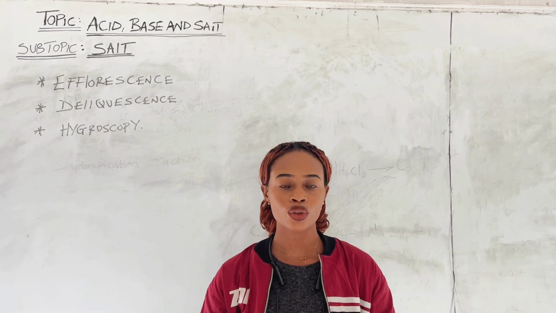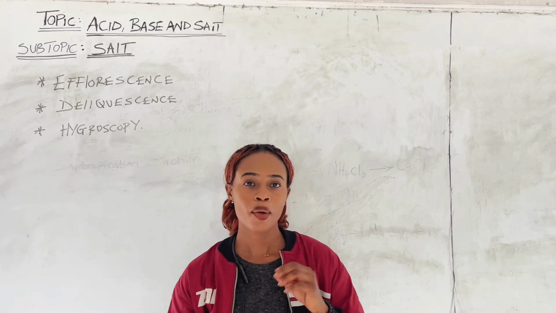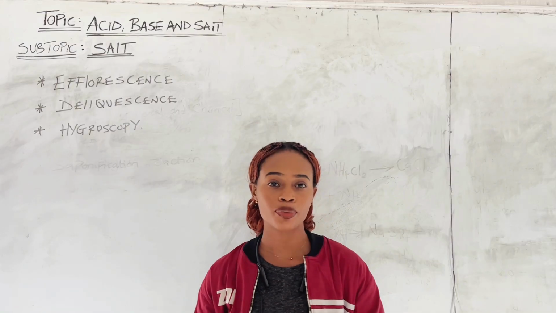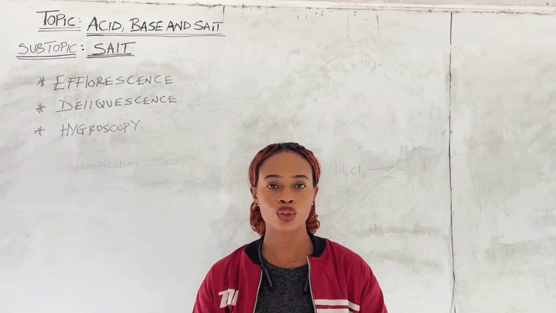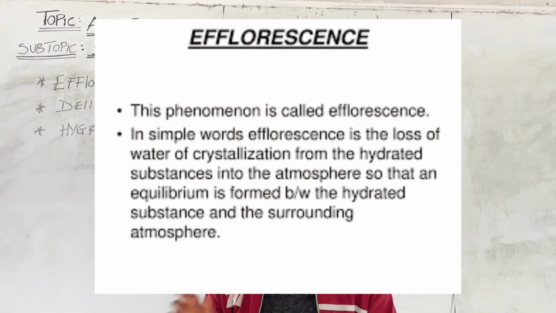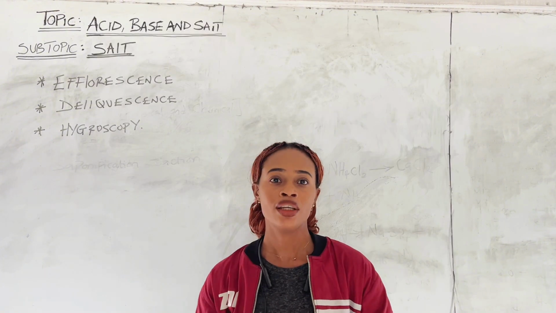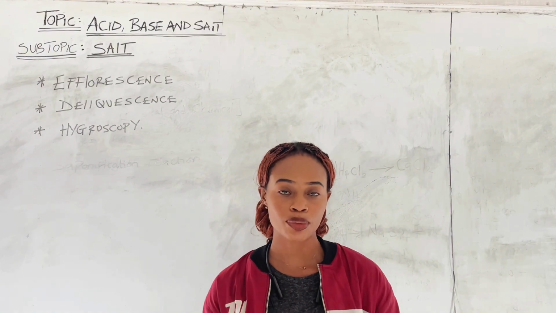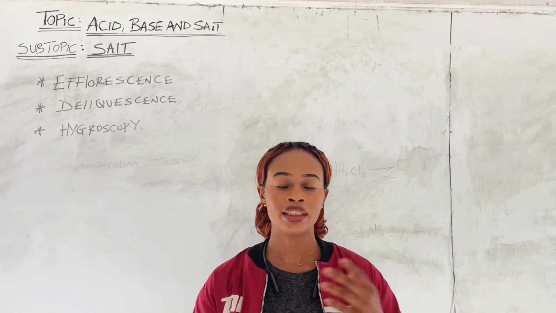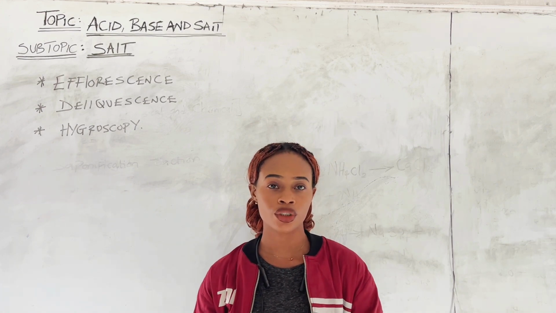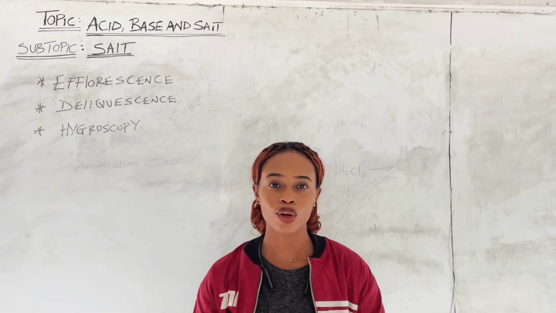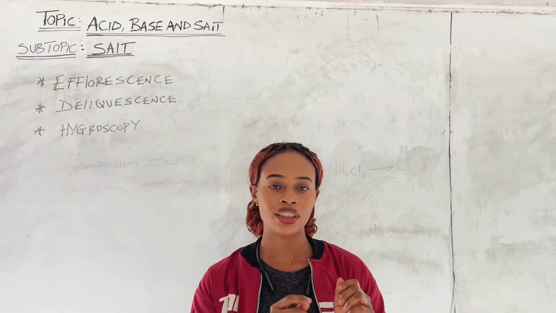Now, what is efflorescence, or what are efflorescent salts? Efflorescent salts are those salts that lose part or all of their water of crystallization on exposure to the atmosphere. So what happens is that when these salts lose their water when they are exposed to the atmosphere, they form what we call dehydrated or anhydrous salts. Salts that undergo efflorescence are referred to as efflorescent salts. So that is one of the natures of salt.